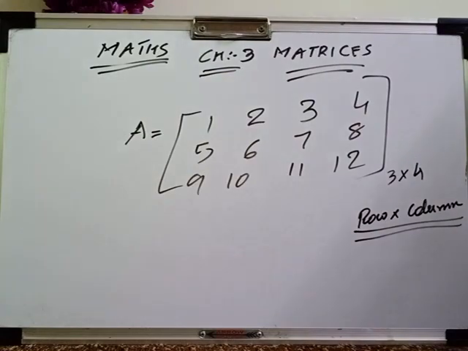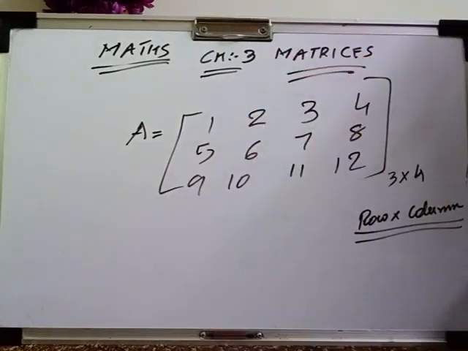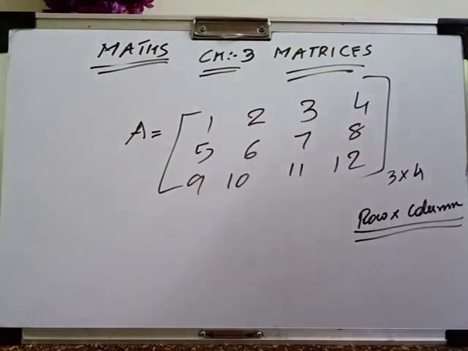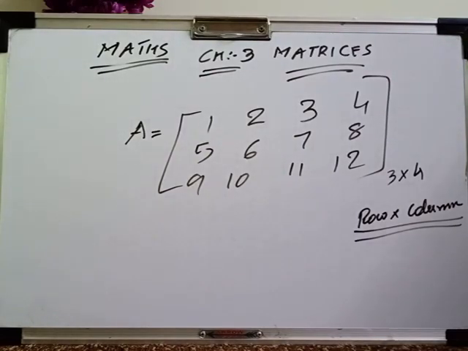And the entries inside the matrix are called elements of the matrix. So there are 12 elements in this matrix. Now let's try to understand the types of matrix we have.